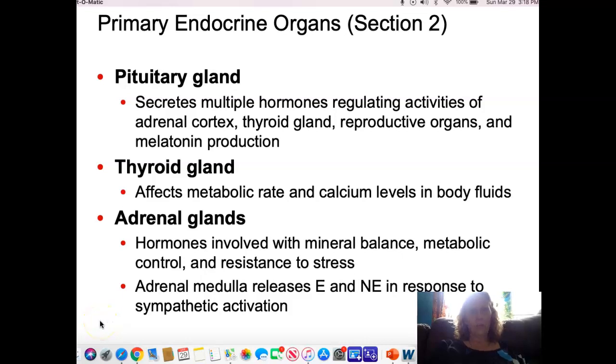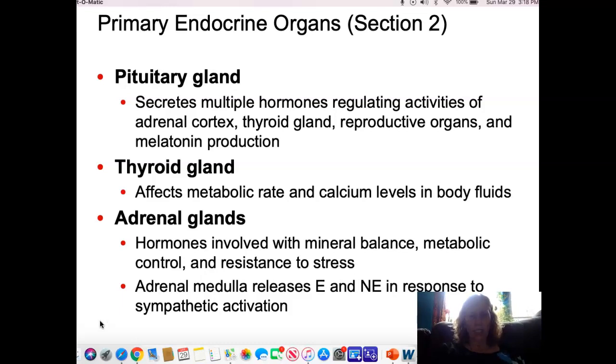So let's get started with the primary endocrine organs. We really won't be spending much time at all on the secondary organs. Of main interest to us is the pituitary gland, and we'll see that has quite a few hormones that we have to learn. And the pituitary regulates activities of quite a few glands. The thyroid gland affects metabolic rate as well as calcium levels.